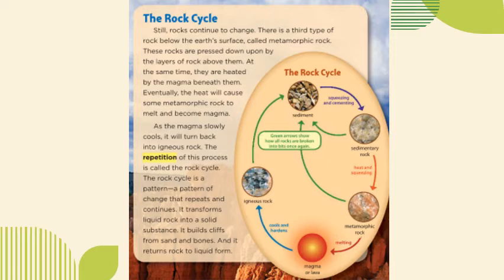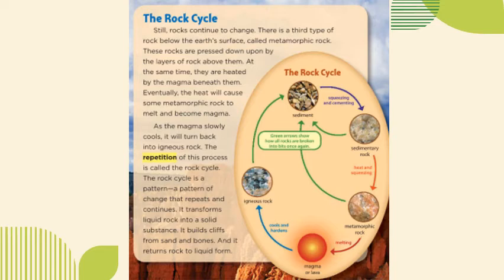The rock cycle. Let's learn about the rock cycle. Still, rocks continue to change. There is a third type of rock below the Earth's surface called metamorphic rock. These rocks are pressed down upon by the layers of rock above them. At the same time, they are heated by the magma beneath them. Eventually, the heat will cause some metamorphic rock to melt and become magma. As the magma slowly cools, it will turn back into igneous rock.